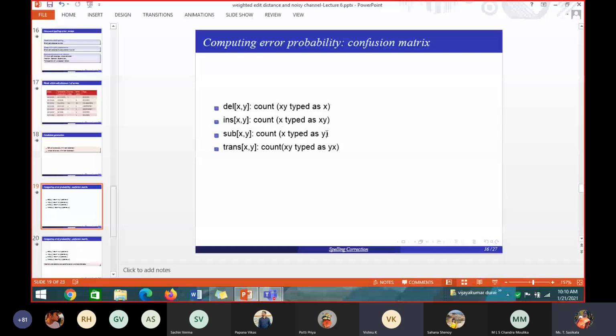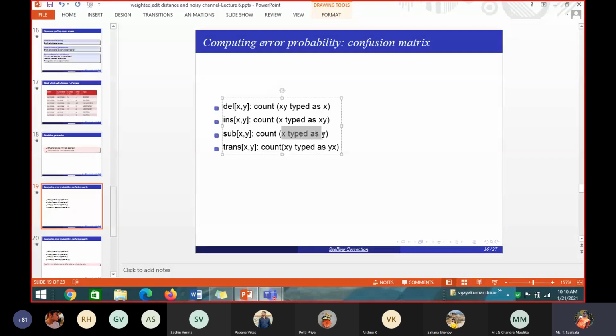Insertion. For substitution, x is my correct word, but when I am typing x, it is written as y. In my mind, I was thinking x, but I have typed y, so in my output screen I got y. So this is called what? X typed as y is what type of operation? Substitution. Good.